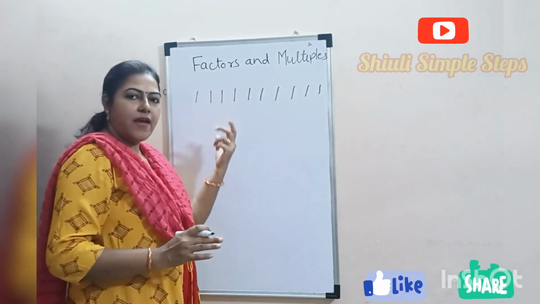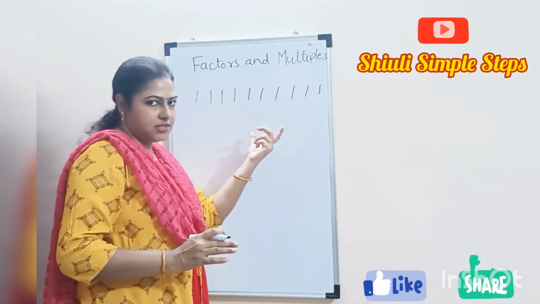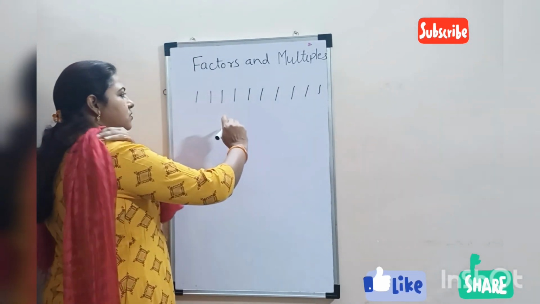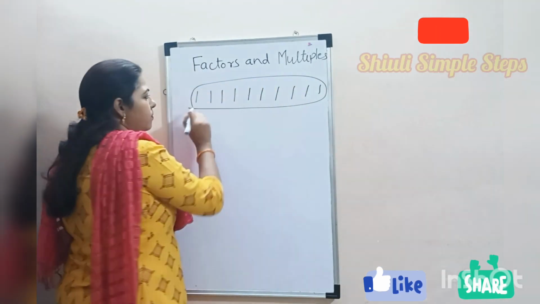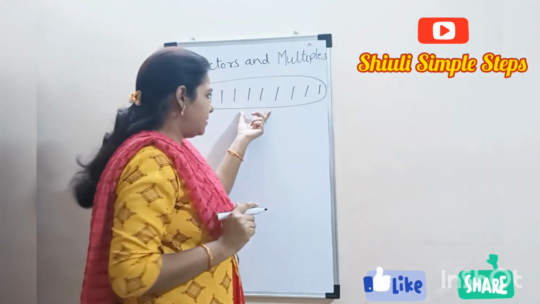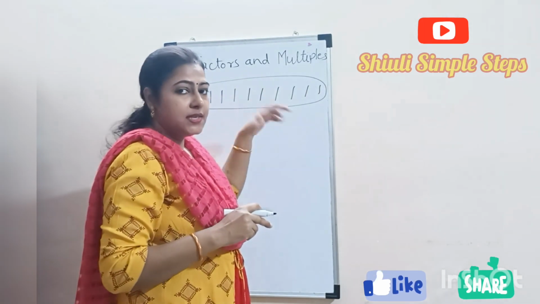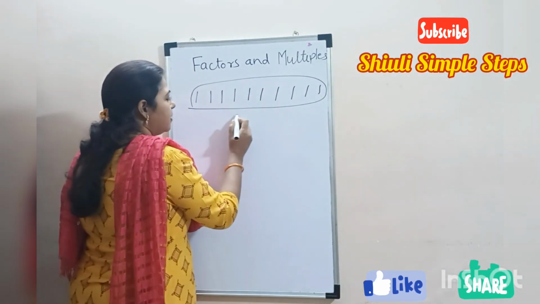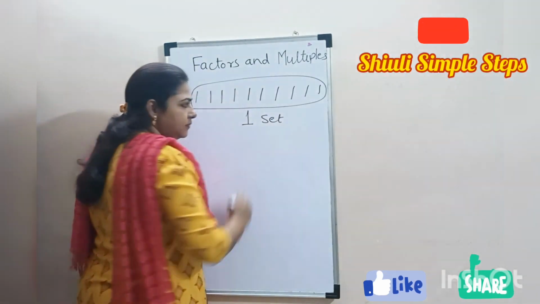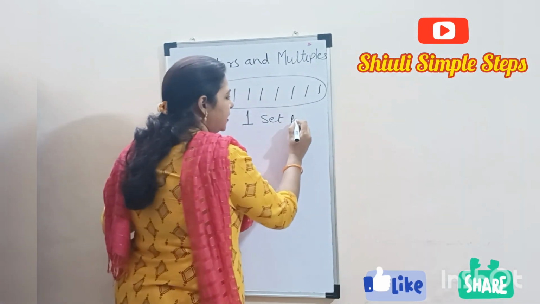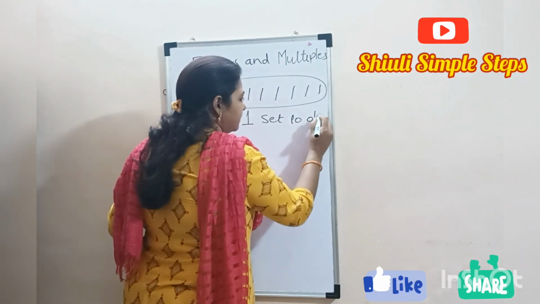Okay. We have to make sets of these 10 objects. So first what we can do, we can take all the 10 objects in one set. Okay. हमने यहाँ क्या किया है कि सारे ऑब्जेक्ट्स को एक में ले लिया है, तो यहाँ पर ये हो गया, ये कितना बना, वन सेट बना, one set of 10 objects.